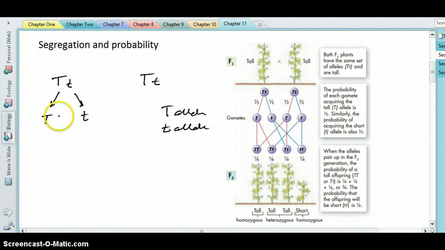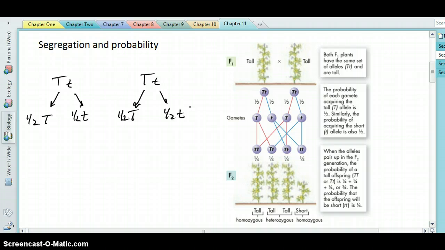The probability or the proportion of gametes that will have a big T is 1/2, and the other half will have a little t. So if this plant makes a whole bunch of pollen grains, half the pollen grains will have a big T, half will have a little t. And let's just say this is the mom plant over here, and so they're making eggs. Again, 1/2 will have a big T, 1/2 will have the little t.